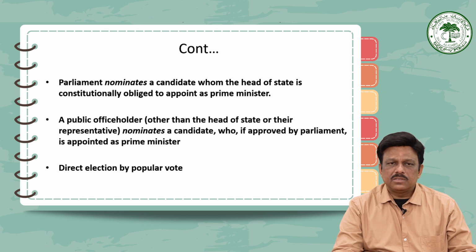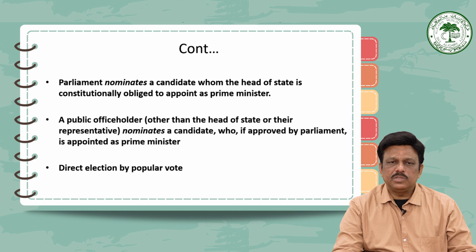Another method is where a public office holder other than the head of the state or the representative nominates a candidate who, if approved by Parliament, is appointed as Prime Minister. The example is the Swedish Instrument of Government 1974.